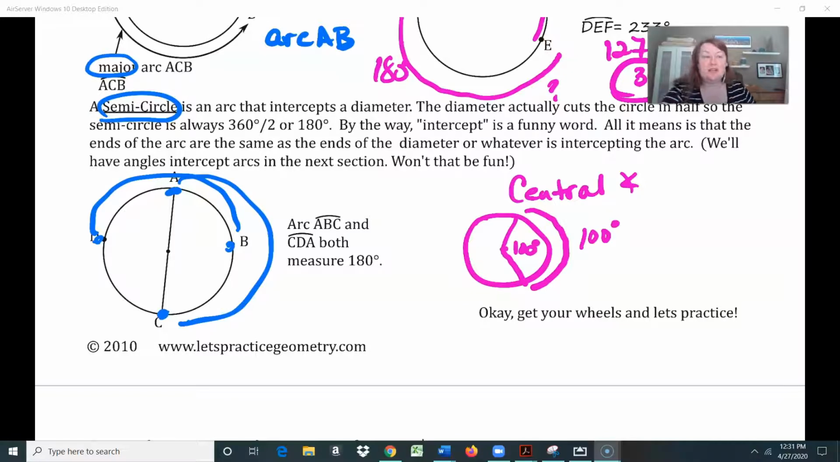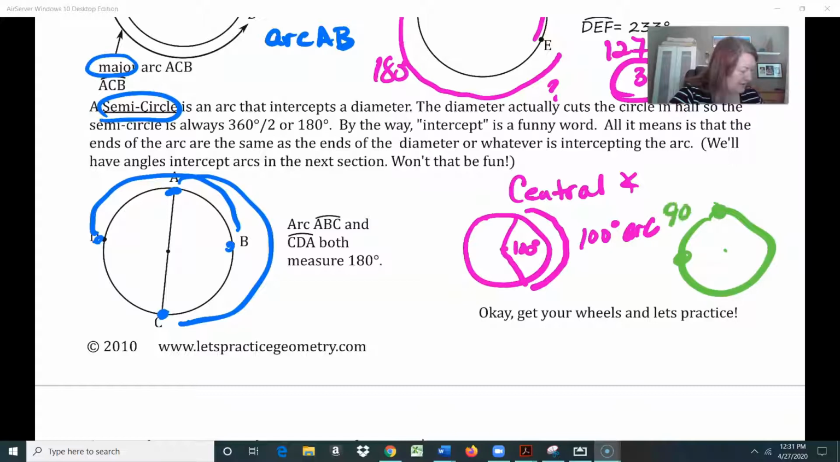So if I know what the arc is, I know what the central angle is, and if I know what the central angle is, I know what the arc is. Okay, so they are similar to each other. So let's just try one more. If I were to draw you a circle, and if I were to tell you that to go from here to here, this arc right here is 90 degrees, what could you tell me about this angle at the center? You could tell me that this angle is a 90-degree angle at the center as well.